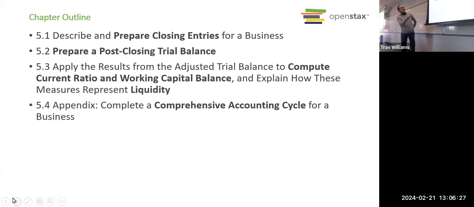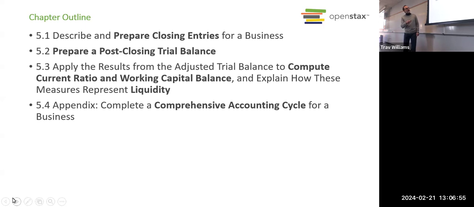We will learn how to then make a post-closing trial balance, which is actually super easy. We've already made trial balances, and it's basically the same thing. So that part's not hard. We will learn a couple new ratios, the current ratio and the working capital. These are both ways to measure the liquidity of the company. In other words, its ability to pay off short-term debts.